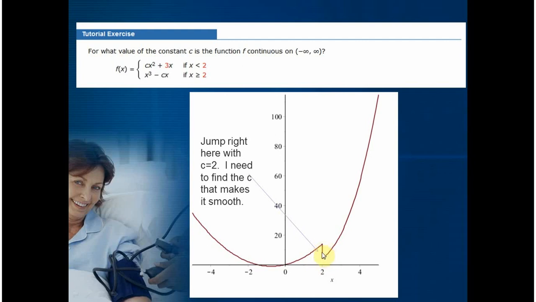This line shouldn't be here. That line will appear on your calculators too. This is called a jump. It puts the line there because it's just connecting dots. It's actually a gap. So this is the left side of the curve, and this is the right side of the curve, and they don't hook up. What I'd like to do, or what the problem wants you to do, is to find the value of C that doesn't make it jump.